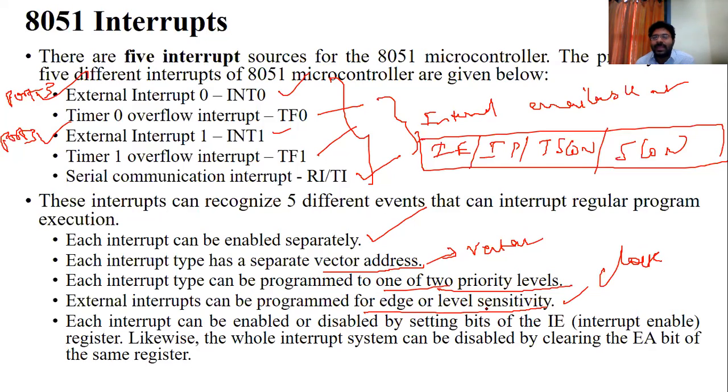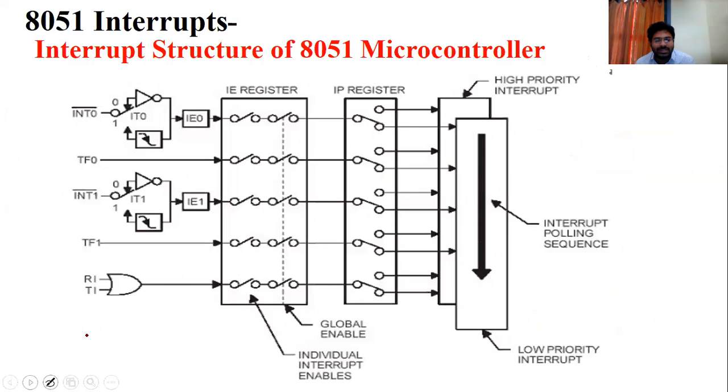So each interrupt, see this point. Each interrupt can be enabled or disabled by setting the interrupt enable register. This is an 8-bit register. Out of these 8 bits, you can use some five bits that may be set or reset. To set or reset them, you must write the programming to that IE, the interrupt enable register. So this is the structure.